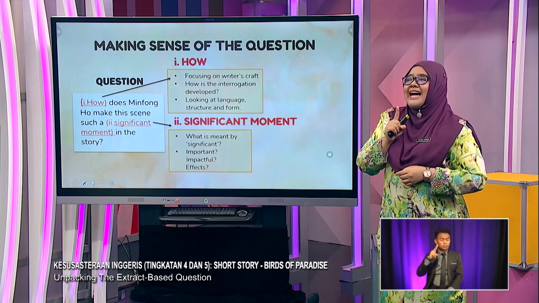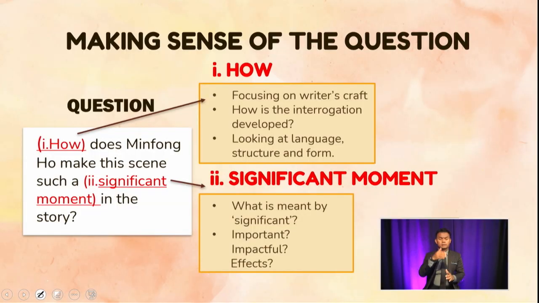The first one is how. So how we're looking at the process. How does Min Fong Ho make this scene such a significant moment in the story? So the first is how, the second is significant moment. Once you have unpacked this, you have highlighted these two key words, you must understand what it wants. So when we say how, we are going to focus on writer's craft. How she does it.